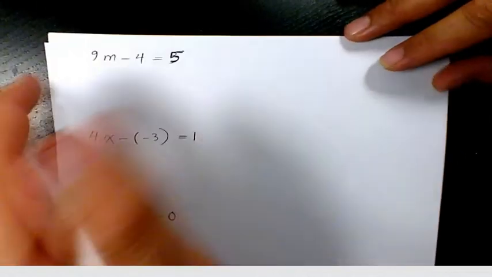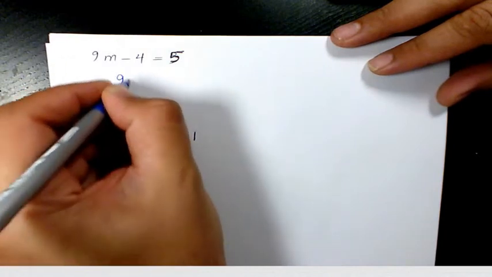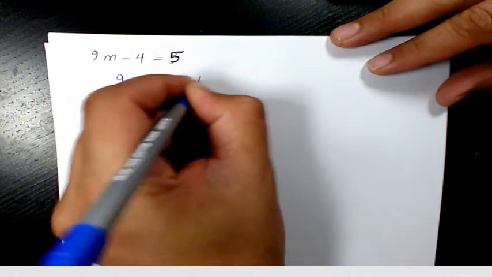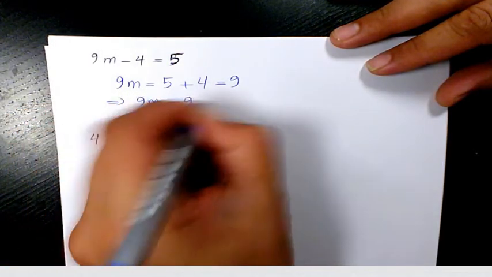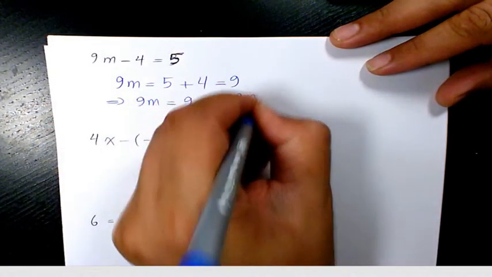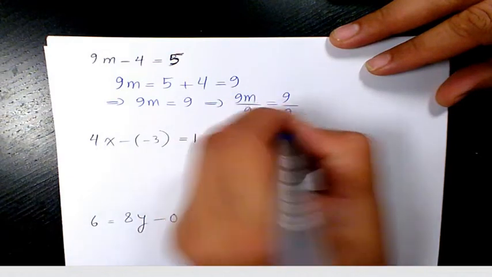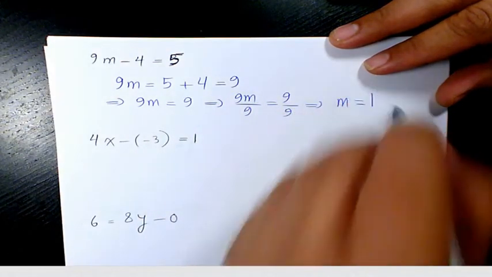9 minus 4 equals to 5. So we have 9m equals to 5 plus 4 equals to 9. So we have 9m equals to 9. So 9m divided by 9, 9 divided by 9. So m will be equal to 1.